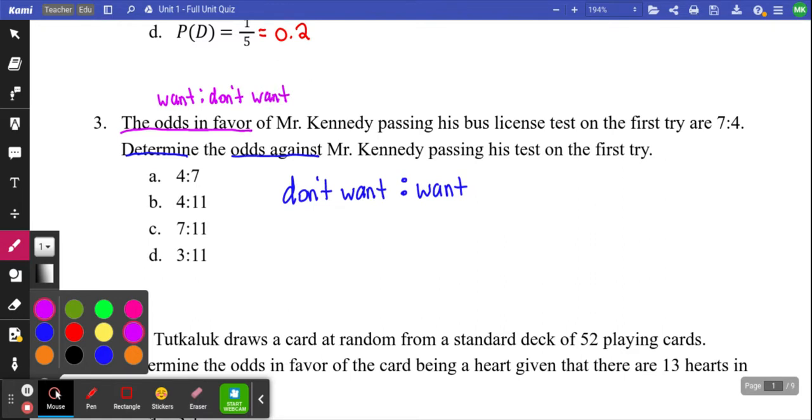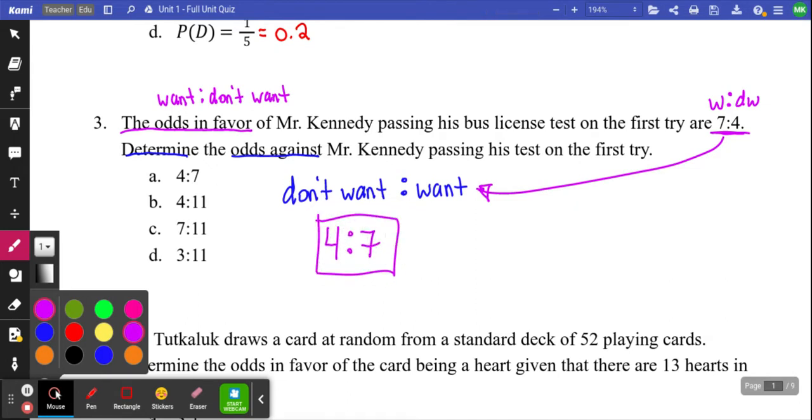The odds in favor of Mr. Kennedy passing his bus license on the first test are 7 to 4. That's what you want, 7 things. That's what you don't want, 4 things. We want to switch that to odds against. So we just have to switch the numbers. Odds for and odds against are just opposites. It's stating the same thing but in reverse. So the answer to this would be 4 to 7.